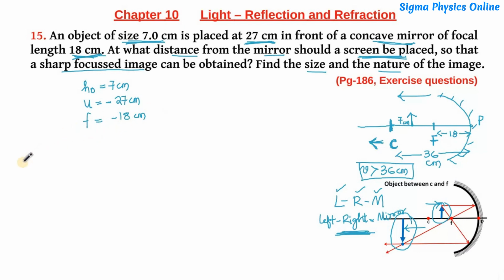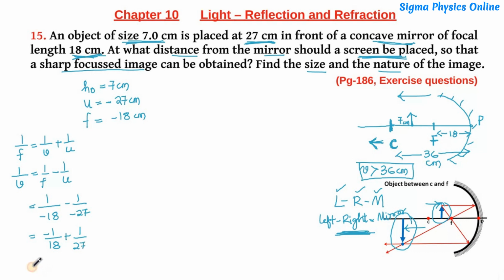Now let's find out the position of the image using the mirror formula, which is 1 by F is 1 by V plus 1 by U. So 1 by V comes to be 1 by F minus 1 by U. Substituting the values, 1 by minus 18 minus 1 by minus 27, which is minus 1 by 18 plus 1 by 27.